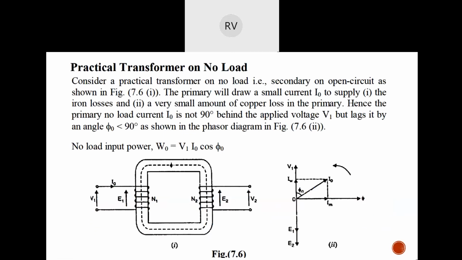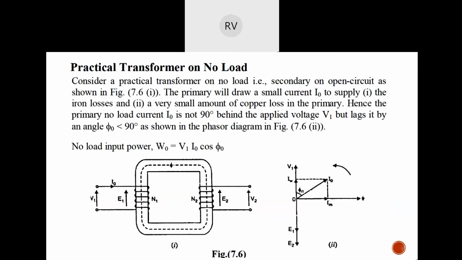Next is a practical transformer on no load. Till now we have seen the construction of the practical transformer and what are the different parts that need to be taken care of. Now we are going to see a practical transformer on no load. Consider the practical transformer on no load, that is, the secondary is an open circuit, as shown in this figure. Here, on the bottom left hand side, you can see the figure showing the practical transformer with no load.